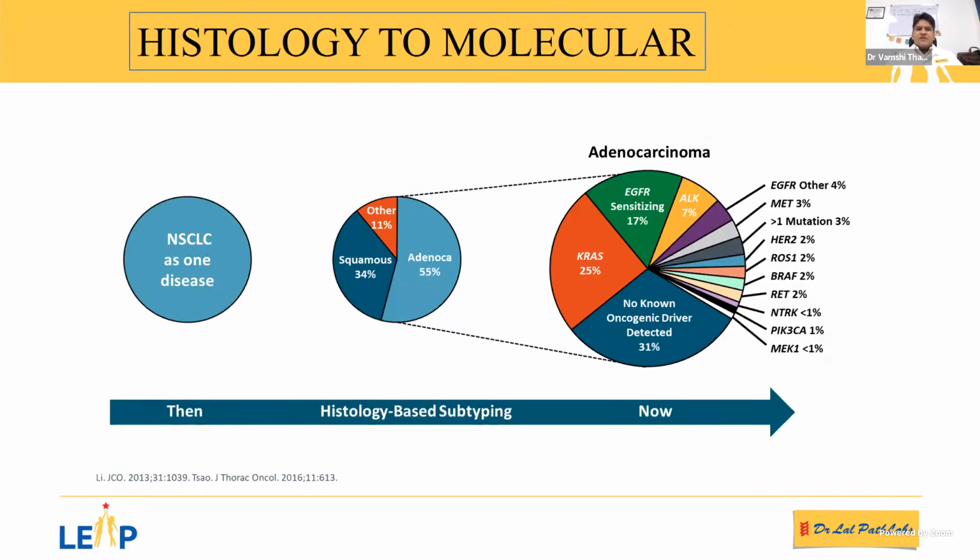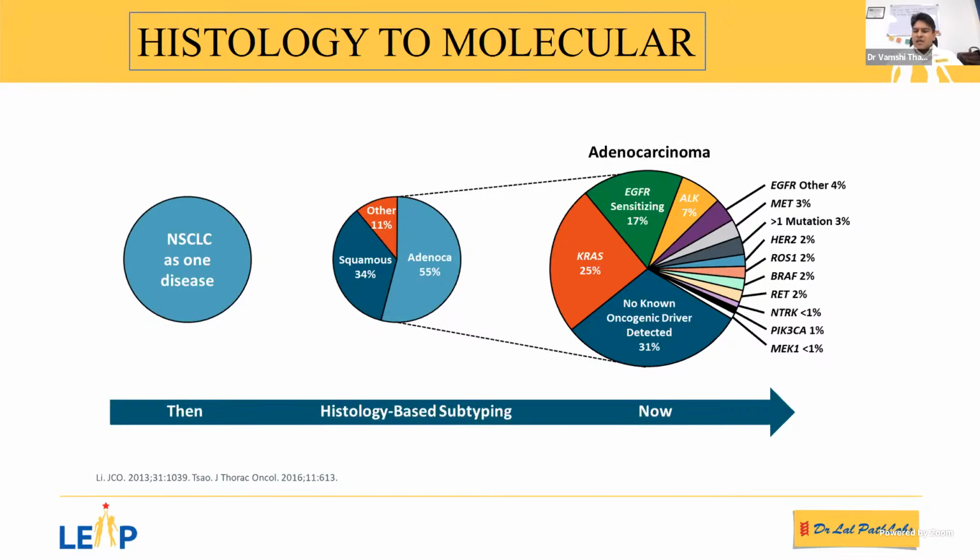If you look at the evolution from histology to molecular, non-small cell lung carcinoma was considered one disease, which had no targeted therapy at that point of time. Then histologically, we were able to differentiate into squamous cell carcinoma and adenocarcinomas based on immunohistochemistry markers, like for squamous cell carcinomas, P63, CK5/6 at that point of time, and now replaced by P40. Adenocarcinomas, the nuclear and the cytoplasmic markers, Napsin A and TTF1.